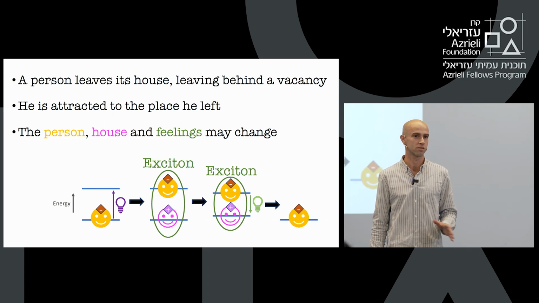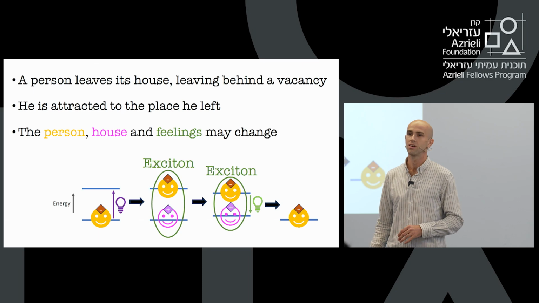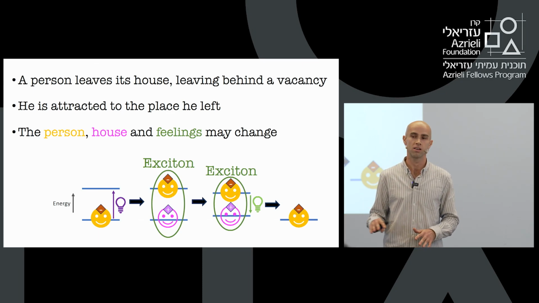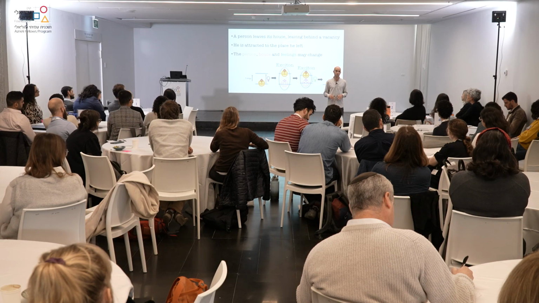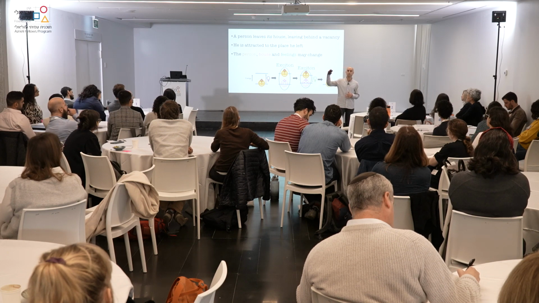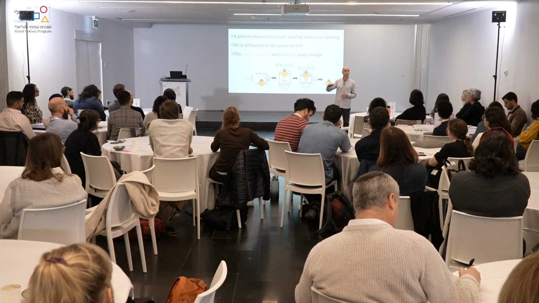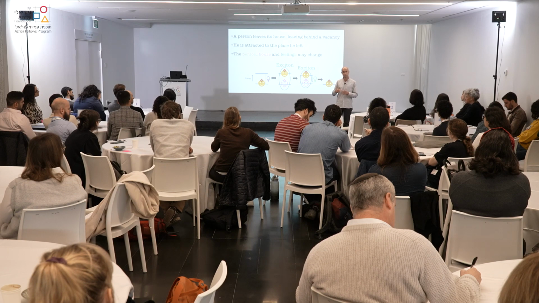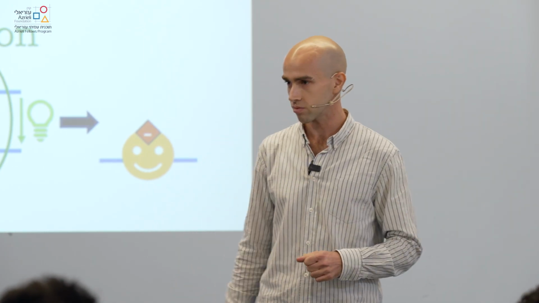After a short period of time, the person will return home and refill the vacancy left behind. In physical terms, this would be when the excited electron returns to its initial energy level, refills the hole, and the exciton will fade. During this process, light will be emitted, this time, for example, corresponding to yellow color.